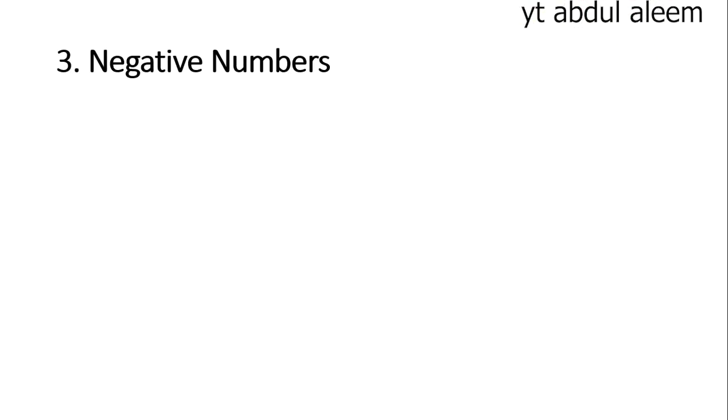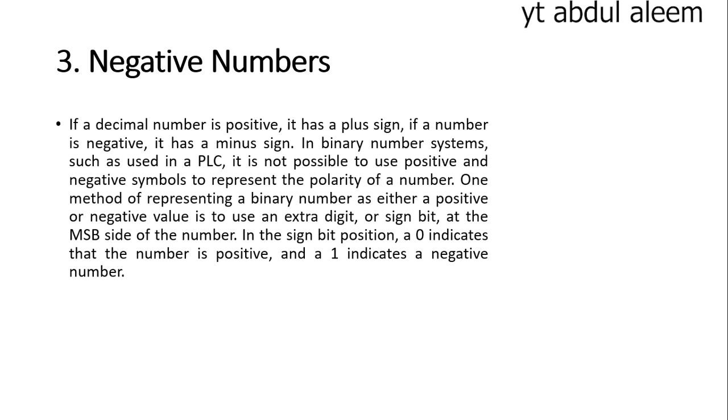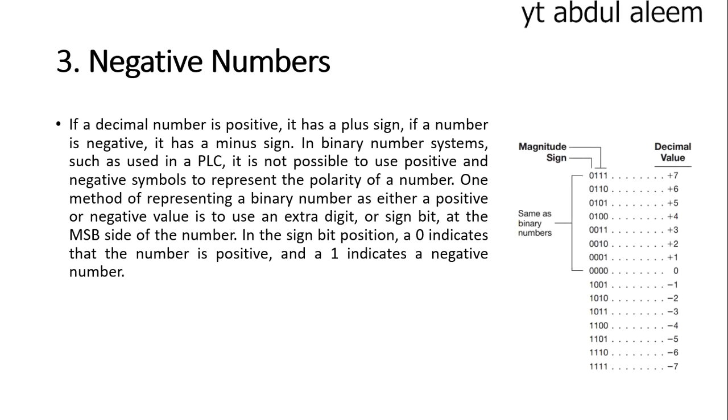Negative numbers. If a decimal number is positive, it has a plus sign. If a number is negative, it has a minus sign. In binary number systems, such as used in a PLC, it is not possible to use positive and negative symbols to represent the polarity of a number. One method of representing a binary number as either a positive or negative value is to use an extra digit, or sign bit, at the MSB side of the number. In the sign bit position, a 0 indicates that the number is positive, and a 1 indicates a negative number. In this picture you can see negative numbers.